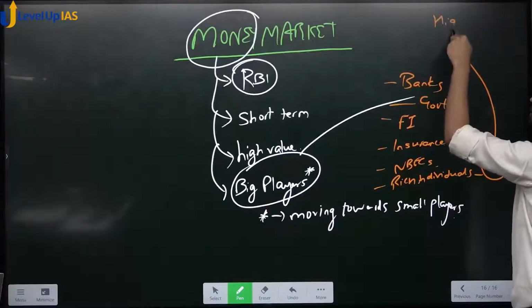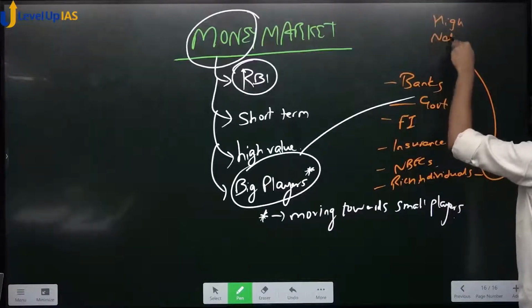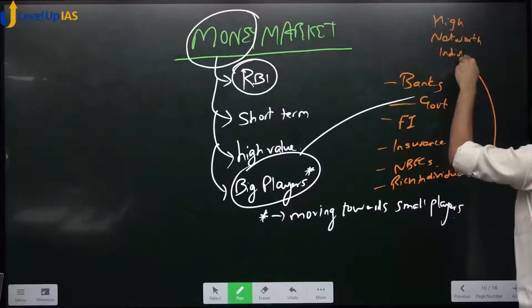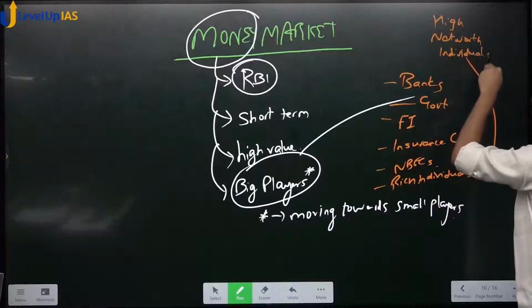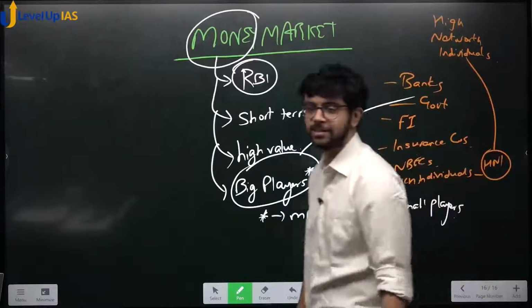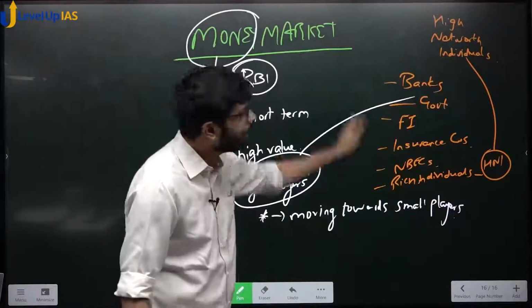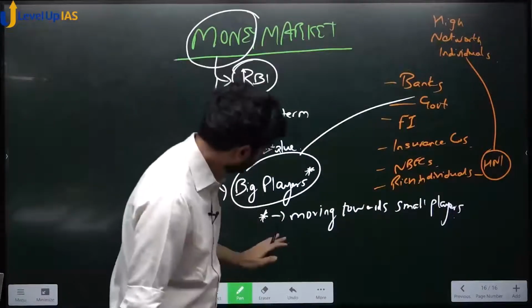HNI, high net worth individuals, rich people, rich individuals. ठीक है, these are the big players. We are moving towards small players.